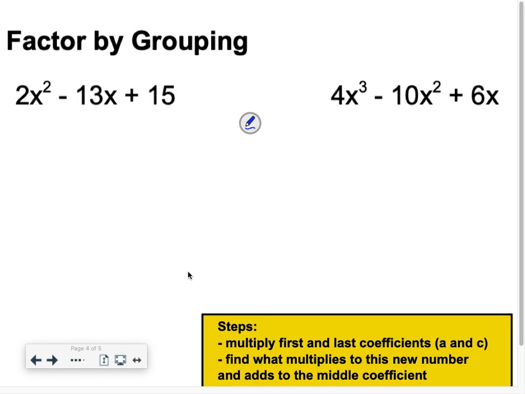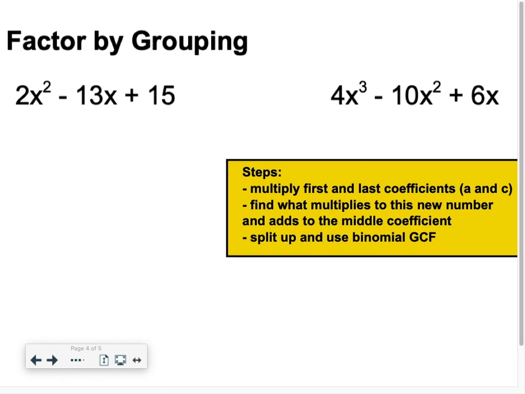Last but not least on our agenda today is factor by grouping. Factor by grouping combines some of the things we were just talking about with binomial GCF. And our steps here, a bit hard to see, are: we multiply the first and the last term, those we're going to call A and C. We're going to find what multiplies to this new number and adds to the middle coefficient, that's B. And we're going to split up and use the binomial GCF we just talked about.